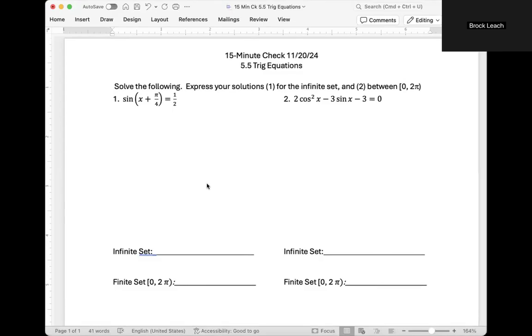Okay, let's go ahead and do the second one. If you tag me in the chat box, just tag my name. Make sure you send it to the one that says host. Send me what your solutions are for the second one, so I could see what you got as your answer. You don't have to write out the infinite set. Just send me the two or more solutions that you got between 0 and 2 pi.